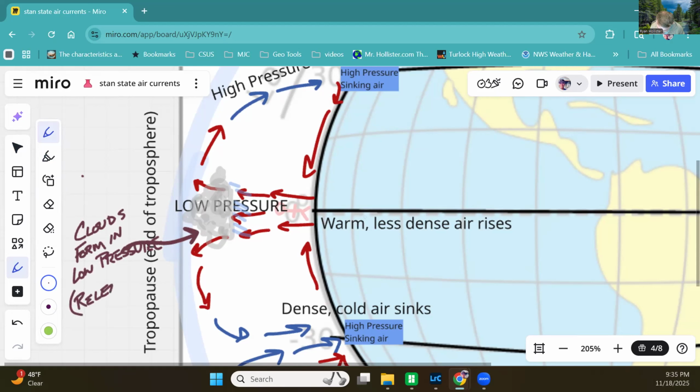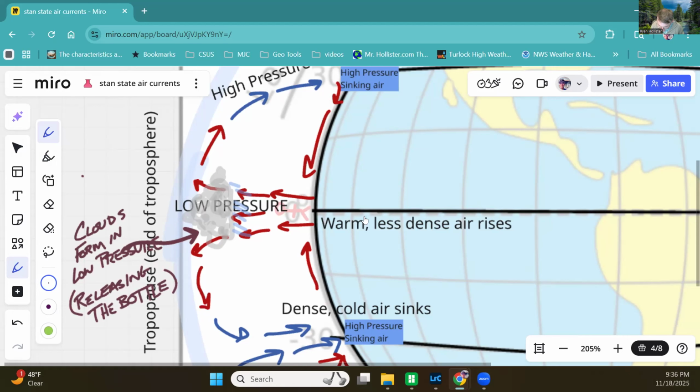So the clouds form in low pressure, and this would be like releasing the bottle. And I know I'm writing over the top of the tropopause and all that good stuff, but the clouds form in low pressure areas. The analogy here is like me releasing the bottle.